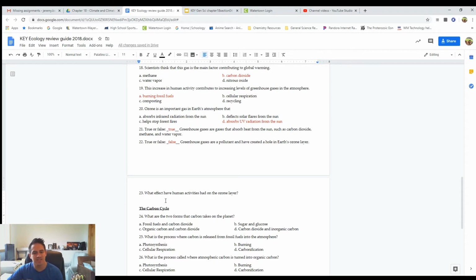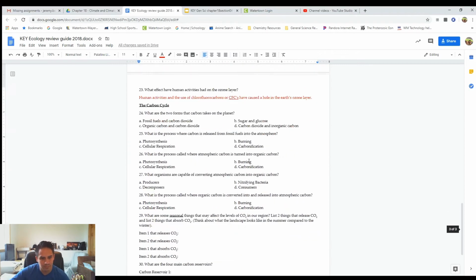23, what effect have human activities had on the ozone layer? So we know that humans used to use chemicals called chlorofluorocarbons, or CFCs, that ultimately created a hole in the ozone layer. So those are the human activities that had been done, and that is the result of it. We can say human activities and the use of chlorofluorocarbons, or CFCs, have caused a hole in the Earth's ozone layer.